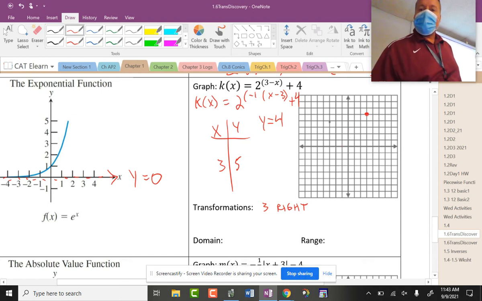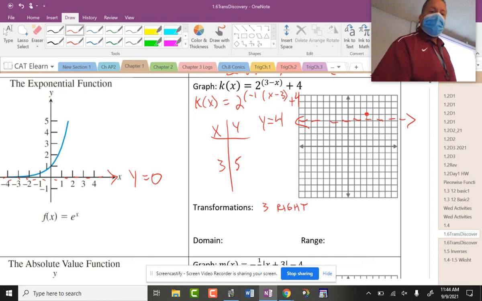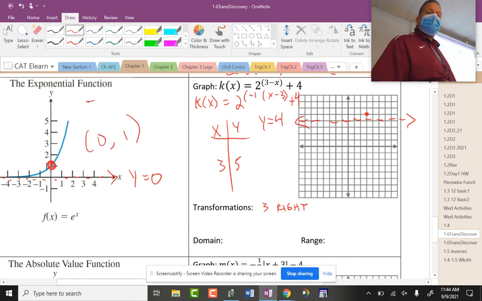1, 2, 3, 4. So Kennedy and everyone else, this is what you need to know. First of all, we got to lock in that 0 power rule. Anything to the 0 power is 1. It's a prerequisite of knowing your exponent rules. But the point that's moved 3 right and 4 up is that one. That's the most important point for an exponential, the 0, comma 1. This is the 0 power rule.